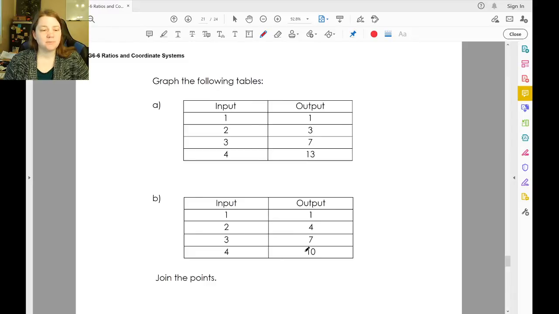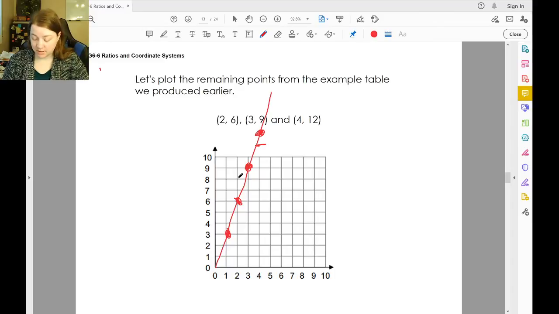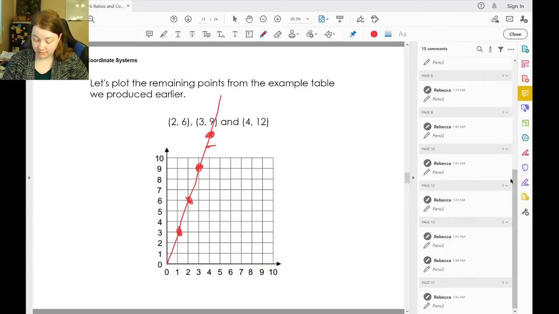So, for example, we have these points: 1, 1, 2, 3, 3, 7, 4, 13. Let's go ahead and put this on the ratio table. What I would like you to do is copy these down. I'm going to take a quick picture so that we can go back and put them on that same ratio table from all the way back here, because this is the ratio table that I have. What slide is this? 13.